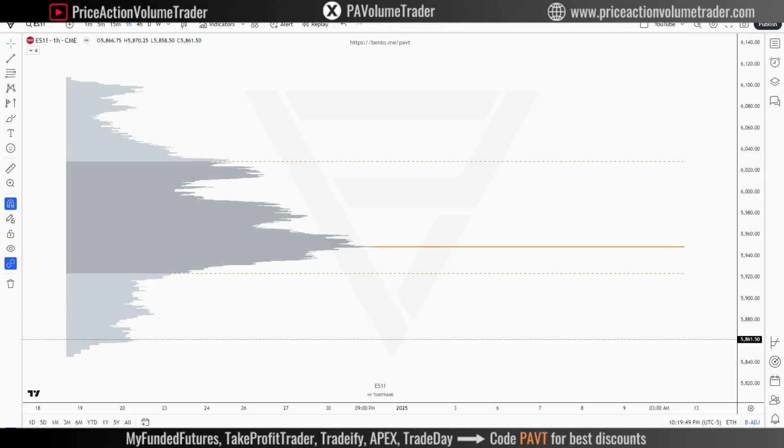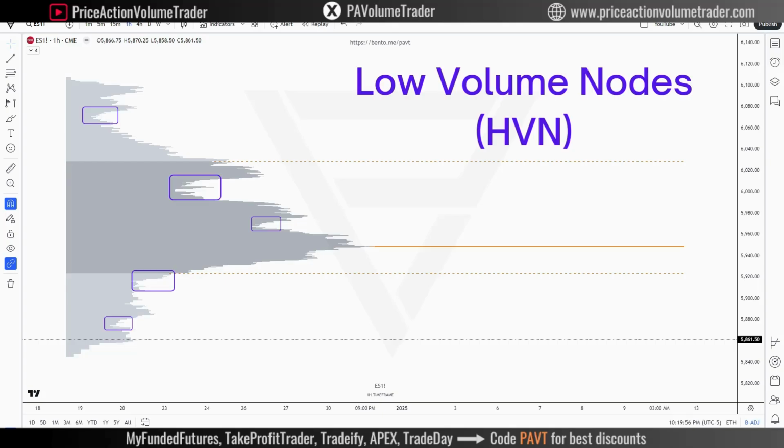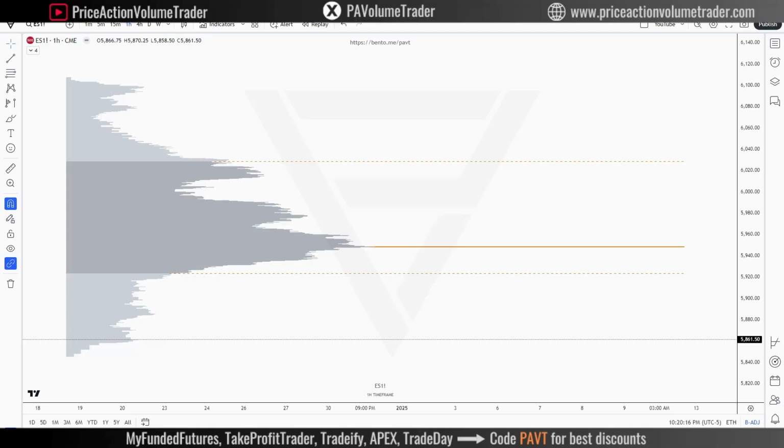Okay, and the last element that we have is what we know as low volume nodes. This is going to be the opposite of the high volume nodes. Low volume nodes are going to be the areas where we see drop-offs or cut-offs in the volume, and you're going to look at them as little voids at the edges of the high volume nodes. These areas on the chart are going to correspond with areas where we're going to see more price rejections. Okay, and we're going to talk more about that later.